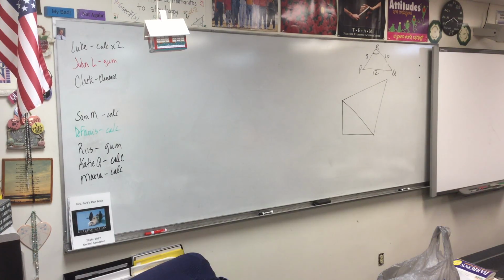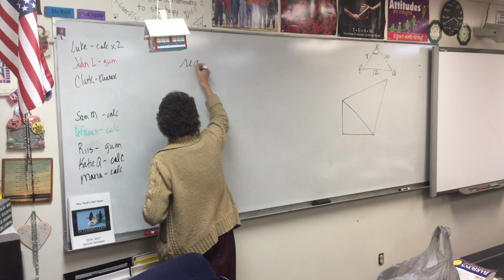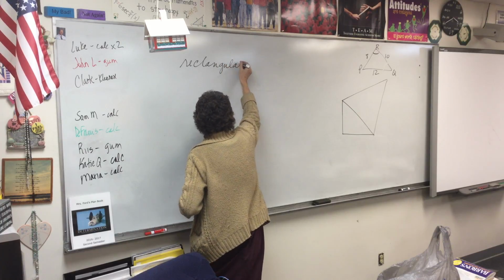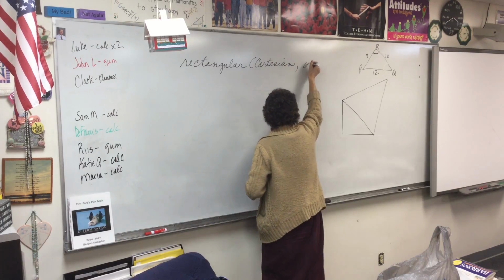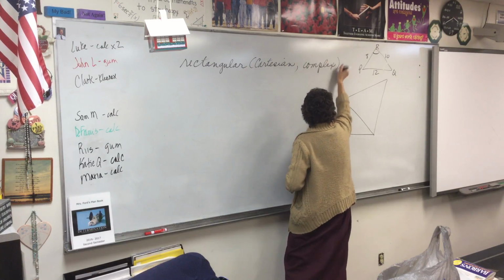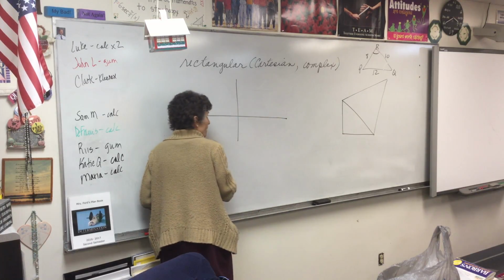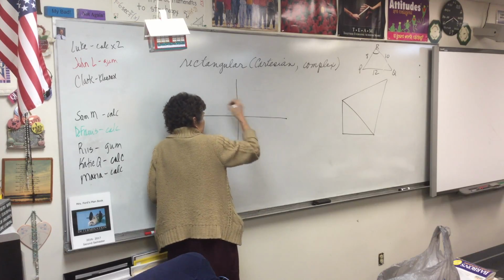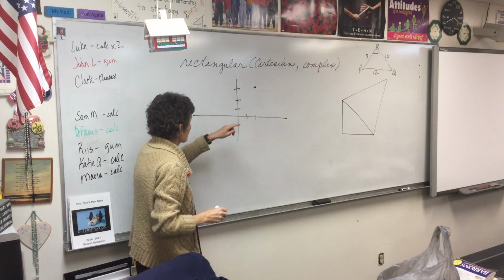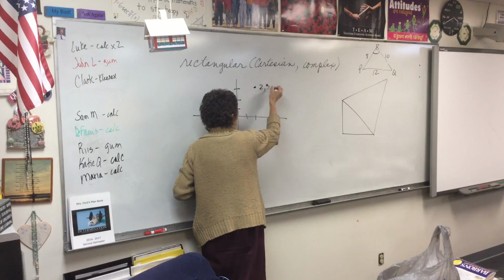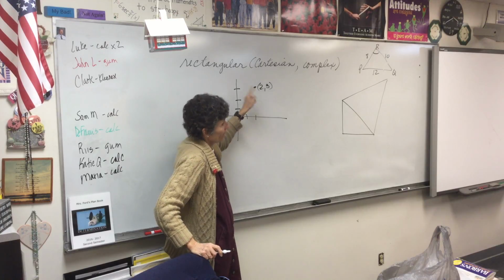Rectangular or Cartesian coordinates. So rectangular, or Cartesian, or sometimes called complex, coordinates are in a system where points are identified on a rectangular grid. So that point is identified as 2, 3 because it is right 2 and up 3.